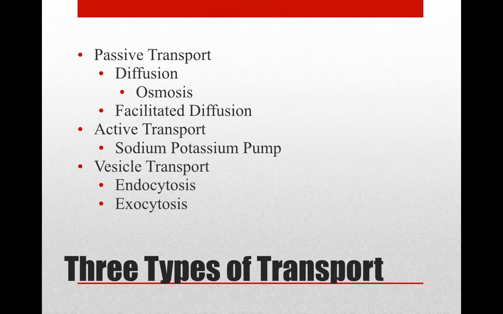So there are three types of transport for molecules to go across the cell membrane. The first type is called passive transport, and within passive transport, it's made up of either diffusion, for example, osmosis is a type of diffusion, or facilitated diffusion. The second type of transport is called active transport. An example of that would be the sodium potassium pump. And the third type of transport is called vesicle transport, like endocytosis or exocytosis.